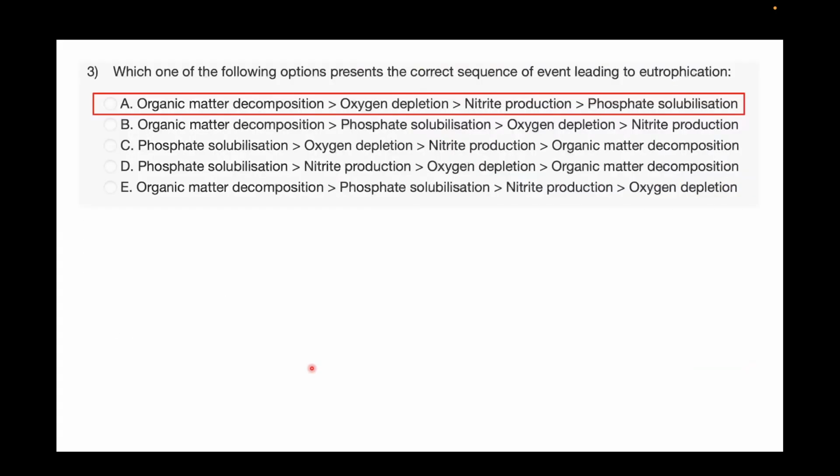So for our question, this is the sequence for eutrophication. First, there is organic matter decomposition. Organic matter dissolved in the water is first decomposed by the bacteria or the microbes, leading to oxygen depletion. Now, low oxygen environments facilitate nitrite production, and after nitrite production there is also phosphate solubilization from the minerals or the sediments present, giving a feedback loop to creating more algal blooms.